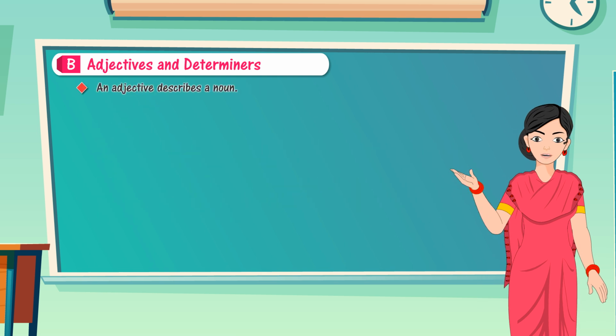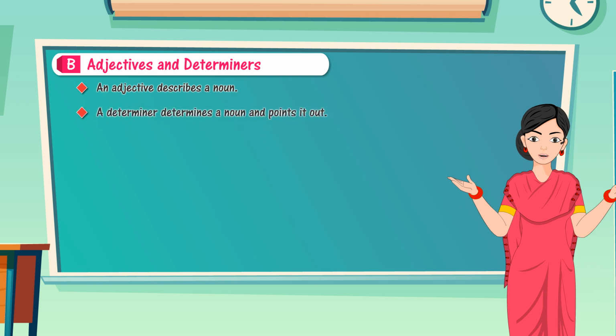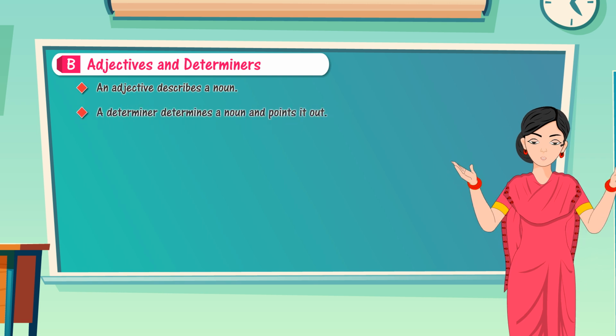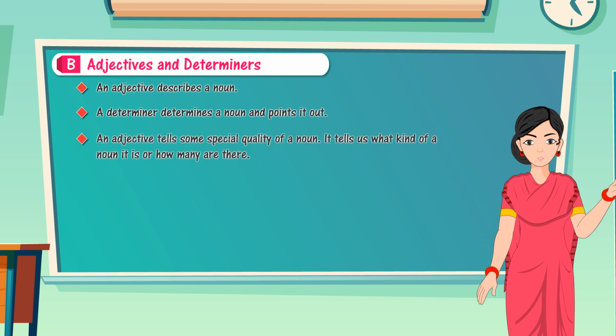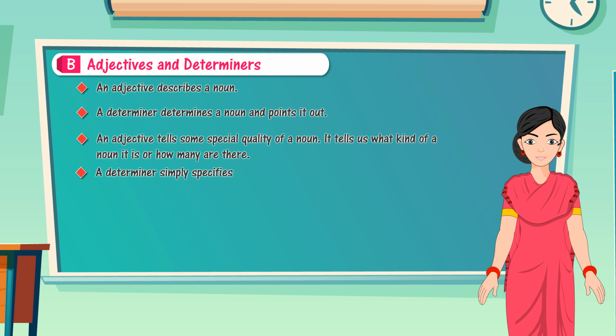An adjective describes a noun. A determiner determines a noun and points it out. An adjective tells some special quality of a noun. It tells us what kind of a noun it is or how many there are. A determiner simply specifies.